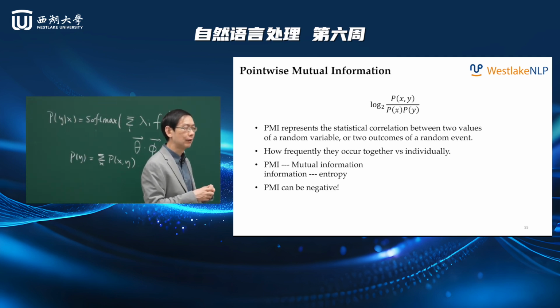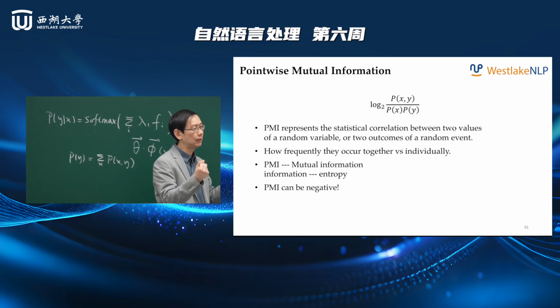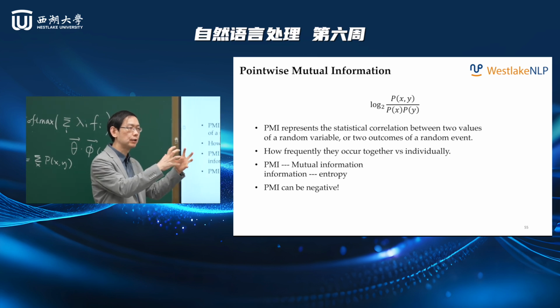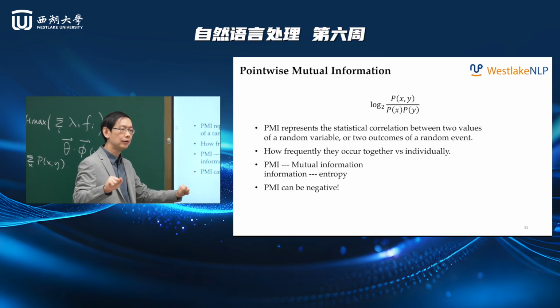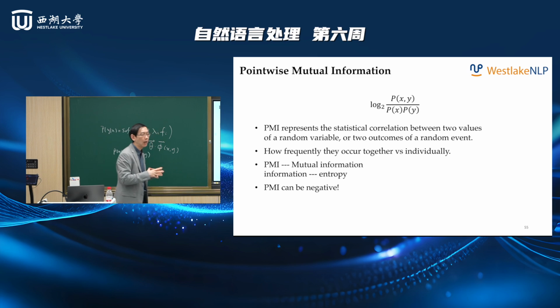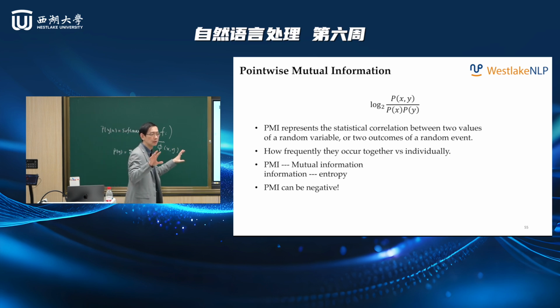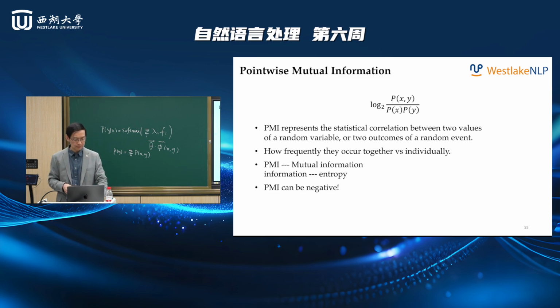And the denominator is the probability of each one, okay? So it's like, we co-occur frequently, and neither of us is frequent. And this means we are highly correlated, okay? The two values of the two random variables are highly correlated, okay? But if both are very frequent, but they don't occur together very frequently, then the pointwise mutual information is negative, okay? Which means they're negatively correlated.